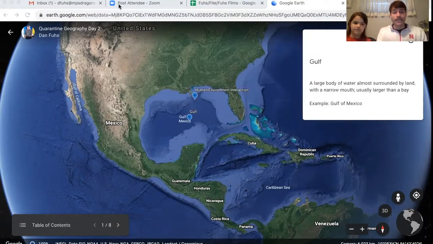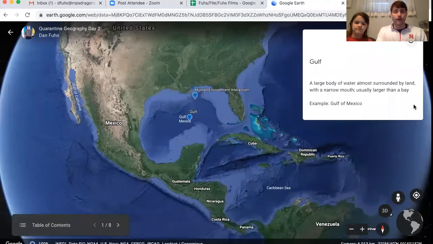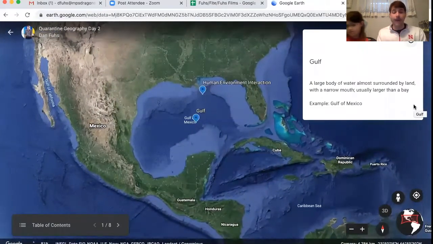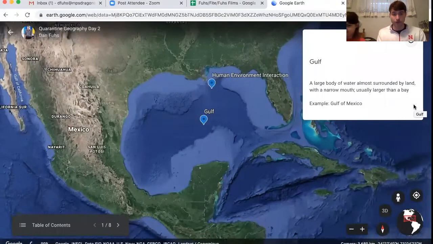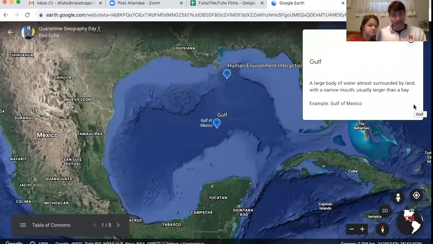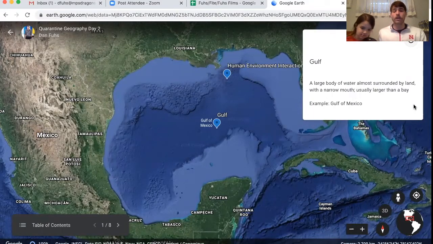So, let's get started with our first term, a gulf. Now, a gulf is a large body of water almost surrounded by land with a narrow mouth. And that's a very similar definition to all of our terms today. But one key difference is size. A gulf is usually much larger than our other terms, such as the Gulf of Mexico, which is the largest gulf in the world. Now, there are exceptions to this rule.